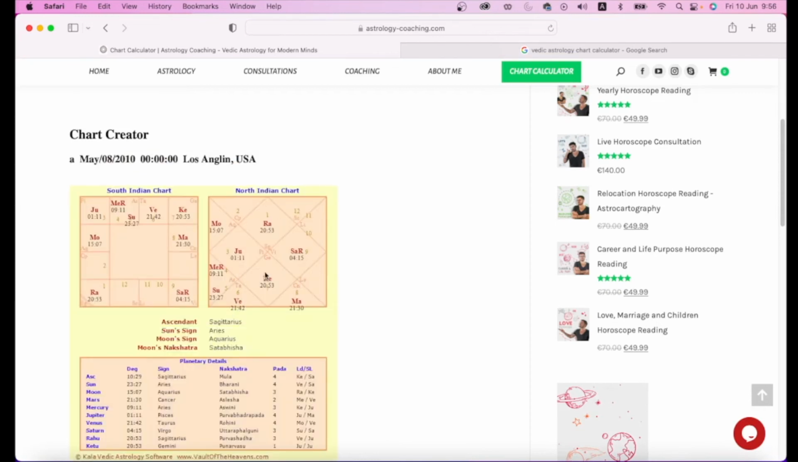Okay, now we have the chart. So you again see everything. This is the first house, Rahu, with Sagittarius. The second house is Capricorn. The third house is Moon in Aquarius. AQ is Aquarius. I'm sorry, the fourth house is Pisces.